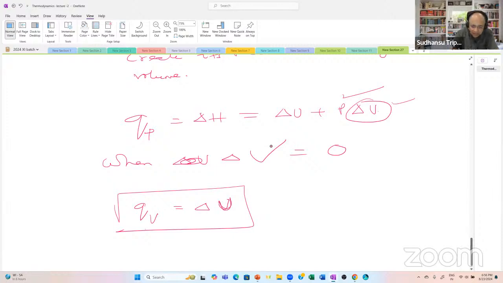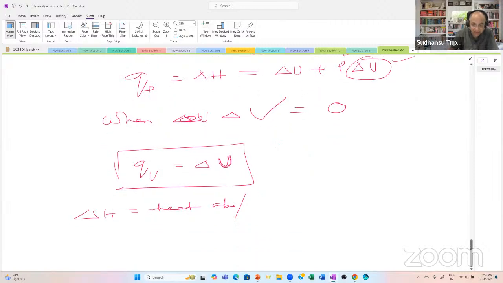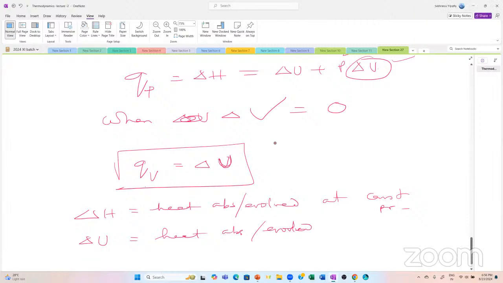So we can define del H as the heat absorbed or evolved at constant pressure. And now we shall write another definition for del U. Del U, not U. U is theoretically defined as the sum total of all types of energy. But I am defining del U as the heat absorbed or evolved at, who can tell me? Constant volume, precisely.